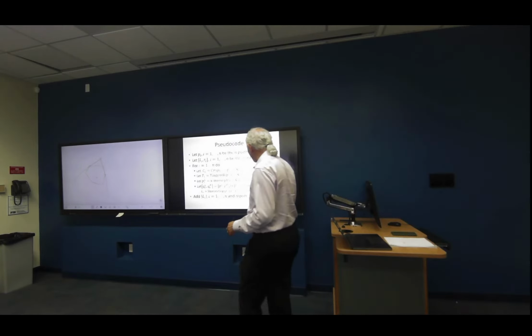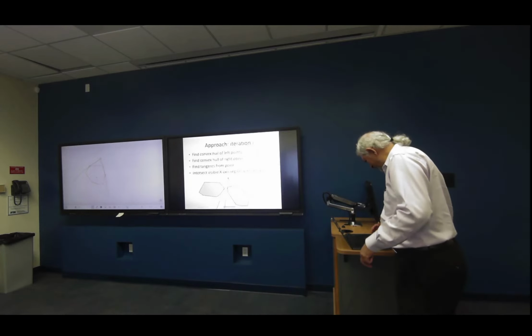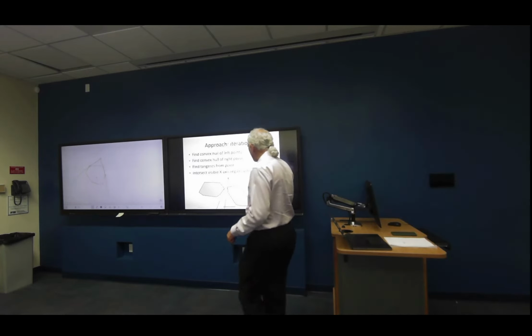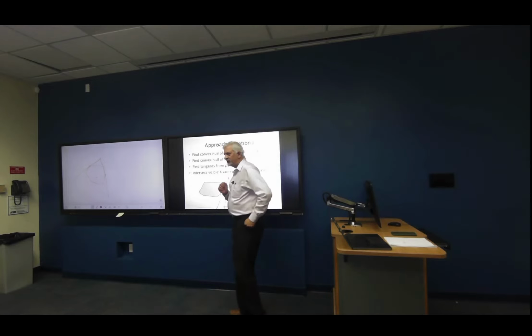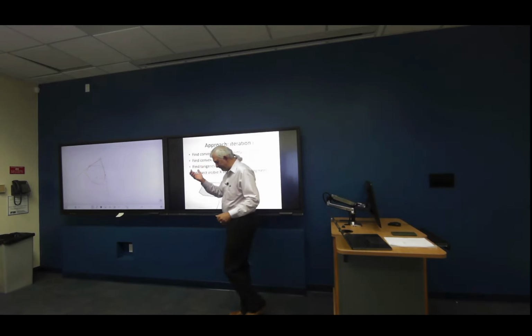Here's the pseudocode. Maybe you don't want to see this pseudocode, it's too much for you for now. Let's go back here. Remember, we want the convex hull of points 1 through I minus 1. We want the convex hull of points I plus 1 through n.